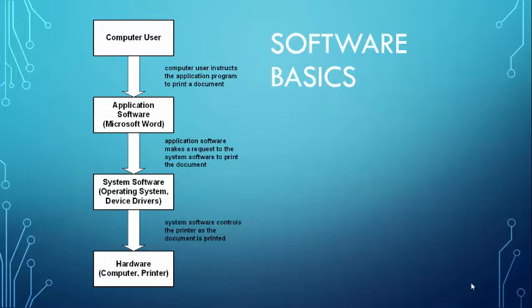The figure illustrates how system software supports application software. The computer user instructs the application program to print a document. The application software, for example Microsoft Word, makes a request to the system software to print the document. The system software, or the OS, and then the device drivers control the printer as the document is printed. Then it will be output to the hardware, the computer printer.